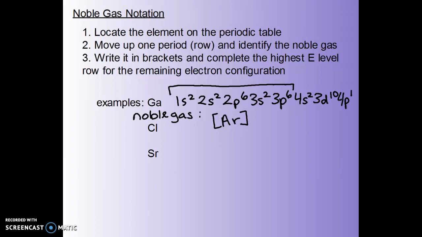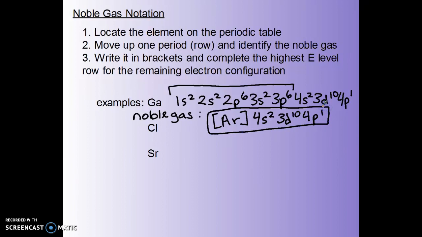The only part of the electron configuration that we still need to write is everything on the last energy level. So just the 4s2, 3d10, 4p1. To finish out our noble gas notation, we'll have 4s2, 3d10, and 4p1. So this is kind of like an abbreviation of the electron configuration.